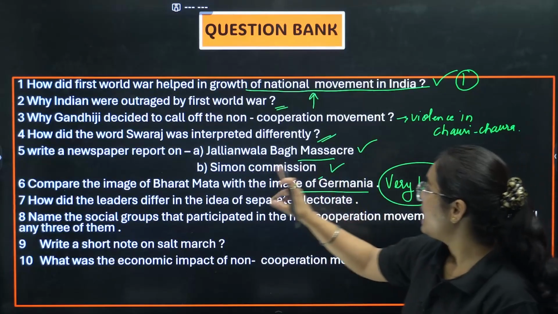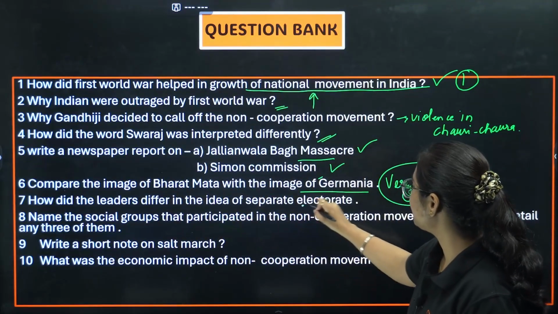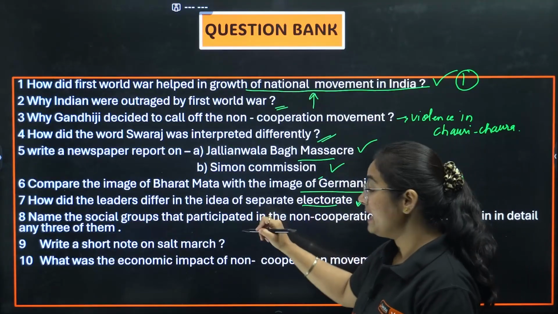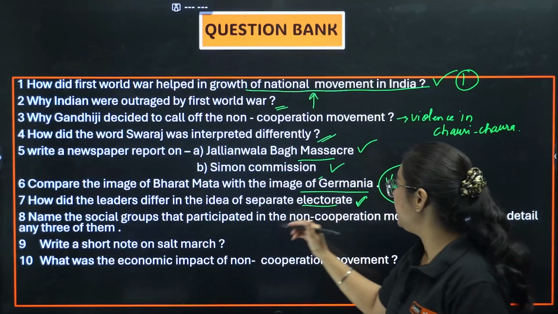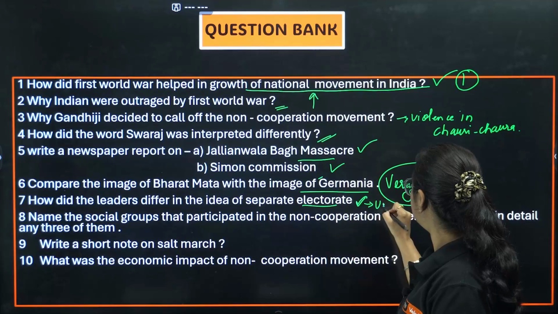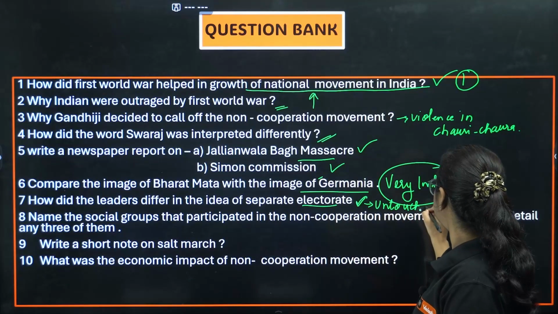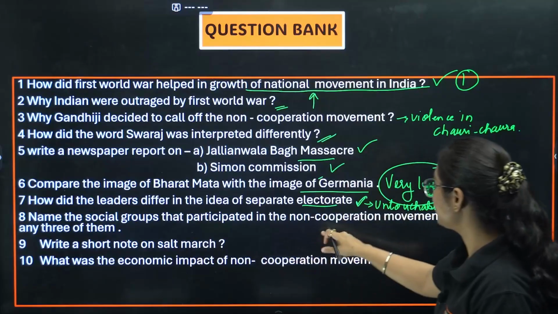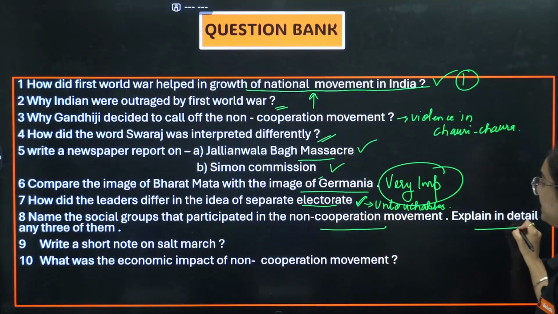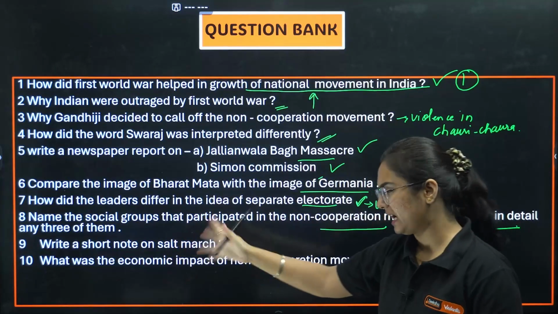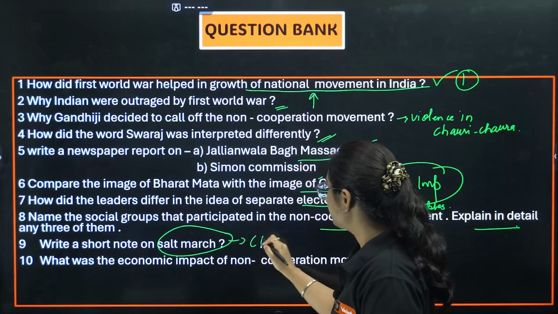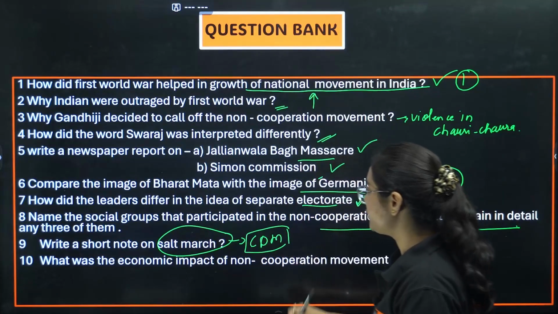Okay. How did leaders differ in the idea of separate electorate? Here you have to write the issue of Muslims and untouchables also. Sorry, majorly it is untouchables, not Muslims. The issue of untouchables. Name the social groups that participated in the non-cooperation movement. Explain in detail any 3 of them. Again, repetitive. Write a short note on Salt March. The civil disobedience movement, Salt March, you need to mention here.